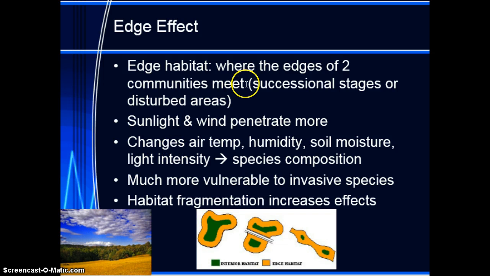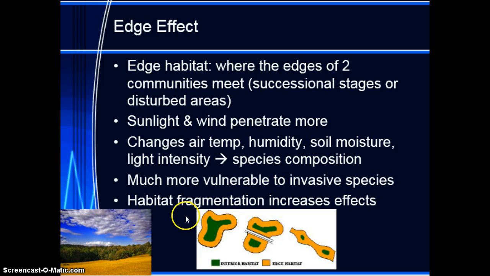And basically, these areas tend to have differences in sunlight and wind, and that changes all these other abiotic factors, and all those abiotic factors will change which species you see there. These edge areas tend to be much more vulnerable to invasive species, and it's actually where you find most of the invasive species. If you go outside and walk and look for them, they will be along these edge areas.